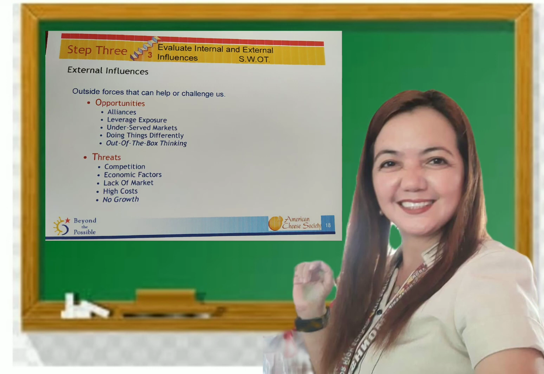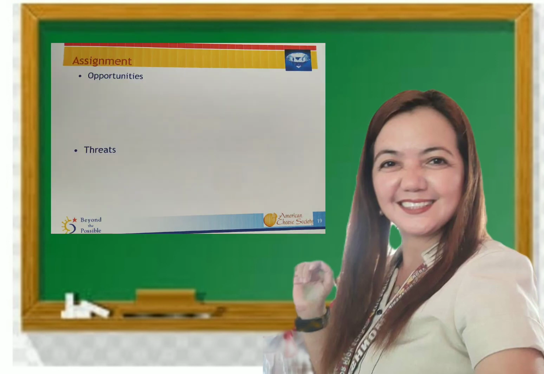Threats. So, may threats. Competition. Your competitors, that would be your threats. The economic factors. The lack of market. High costs. And then no growth. So, again, assignment for step 3, you have to make in your group the opportunities and then the threats. Okay?